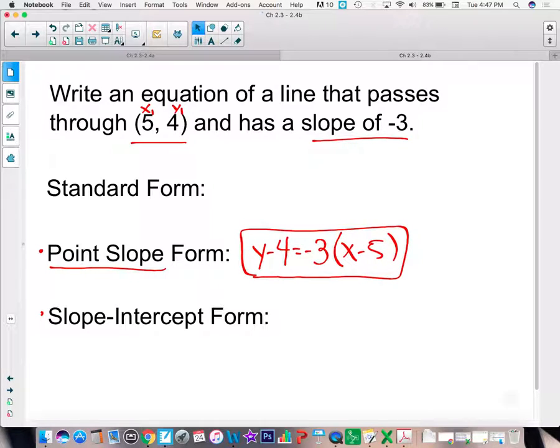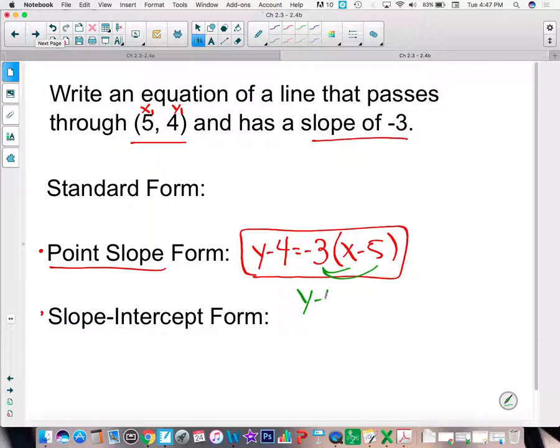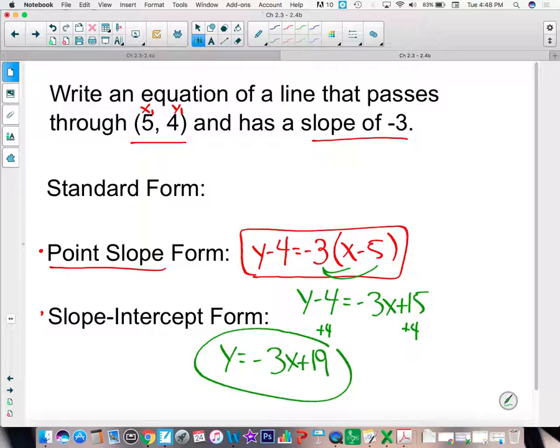From there, I want to change that into slope-intercept, and we can do that pretty easily. If you distribute that 3 through there, we're just going to make it look like slope-intercept form. So I distributed everything. Now the only thing I have to do here is move that 4 over to the right, so I'm going to add 4 to both sides. So we get y equals -3x plus 19. And that is our slope-intercept form.